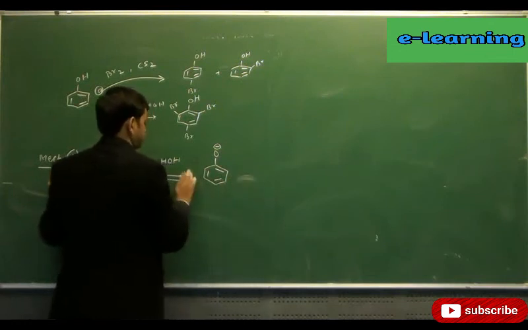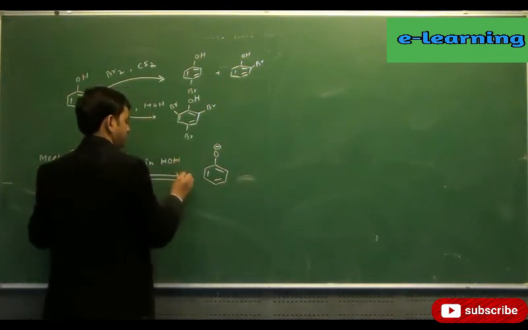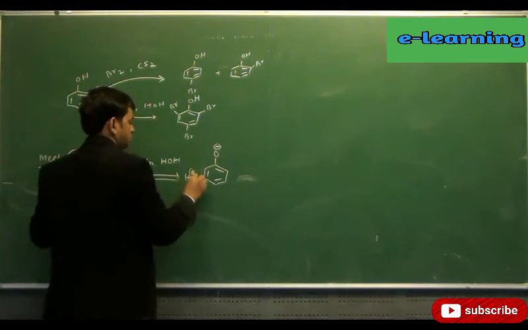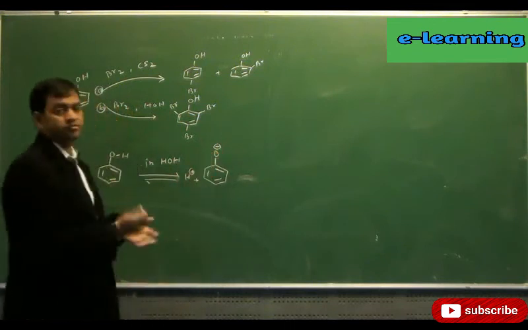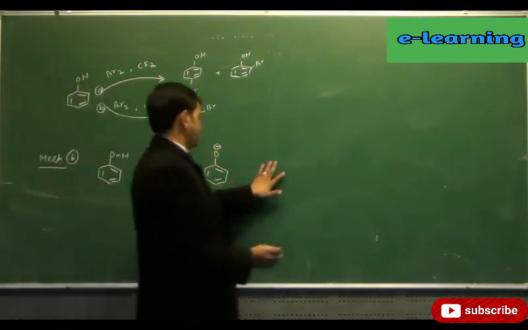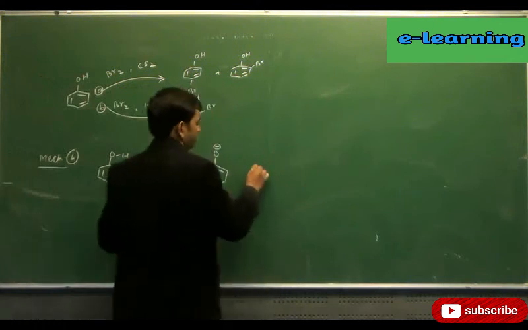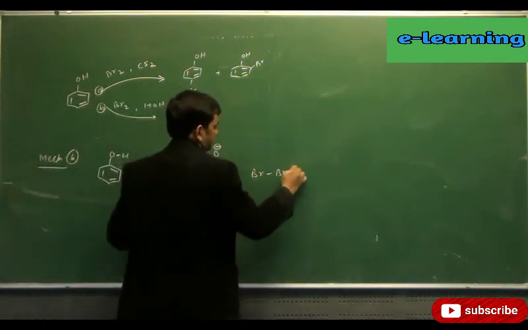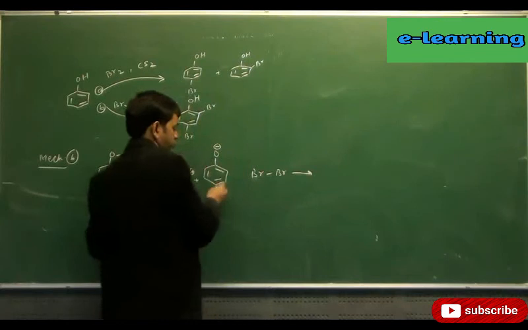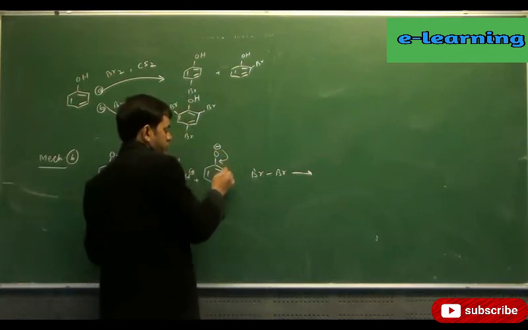This phenoxide, O negative, is more reactive now, so it gives the product. Three times EAS takes place. It is very much nucleophilic. It attacks from the para position.